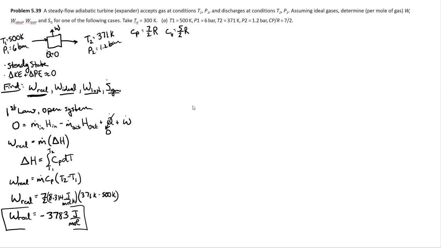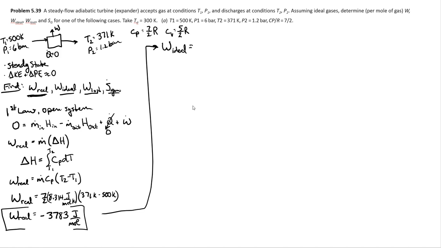Does that make sense? Well, we look at the sign. The sign's negative. That should be negative, right? It should be negative because our system is doing work on the surroundings. So energy is leaving in the form of work. We should have a negative work. So as far as we know, that looks like it's correct. All right. Now, the next thing we're asked to calculate is the ideal work.